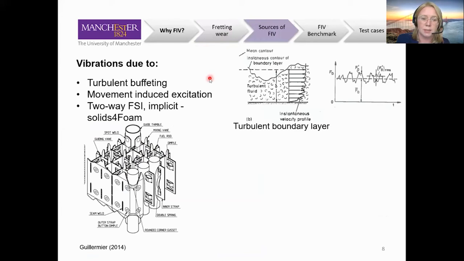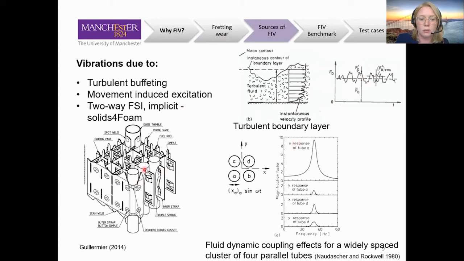At the beginning of my studies, I started to analyze the sources of FIV, and the first which I identified, which was the obvious one, is turbulent buffeting: the excessive forces from the turbulent boundary layer, beyond what the structure was designed for. But we also need to deal with fluid coupling, so the movement of one rod can induce the movement of neighboring rods. In a simple experiment, if we put 4 rods in a quiescent fluid and move one, the others respond with the same frequency through fluid coupling. Therefore, I had to choose the implicit two-way FSI, and I picked the OpenFOAM solver, the new one, solids4foam.